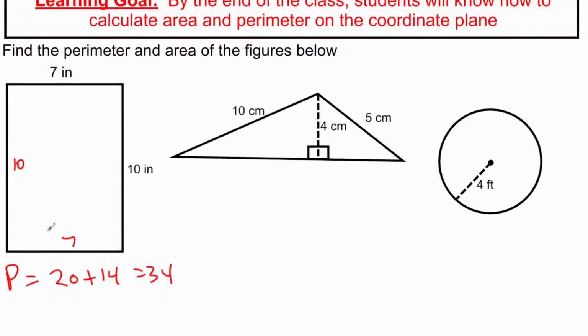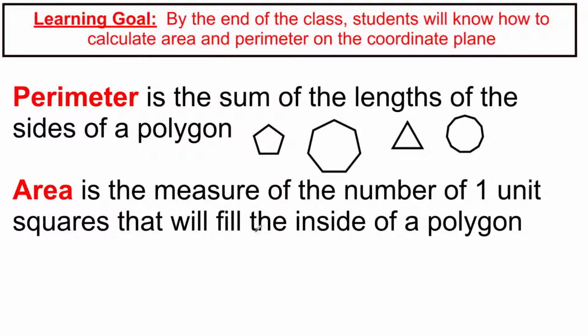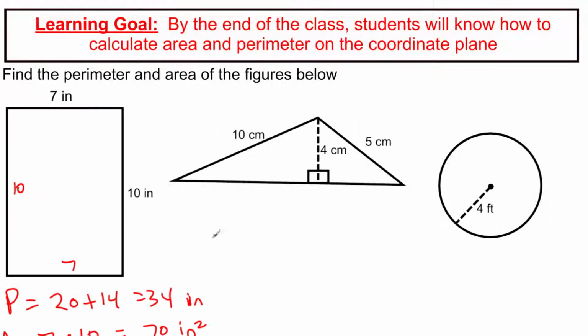The area for rectangles just says multiply the length times the width. The length and the width are the 7 and the 10. So I'm going to say 7 times 10 is equal to 70. And here's why I just wrote this inches. Perimeter is always measured in the same units as your dimensions, so in this case inches. Area is represented in square inches because, again, our definition said it is the number of 1 unit squares. So we're going to use square inches for something like that. I'm going to skip the triangle for a second because it's a little bit different, and we have to make sure that we spend enough time on that one.